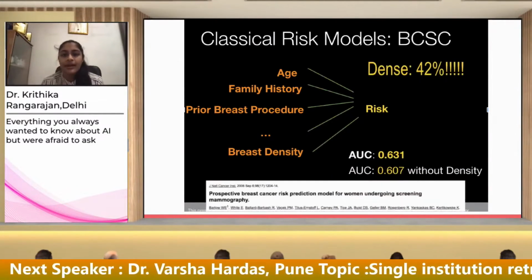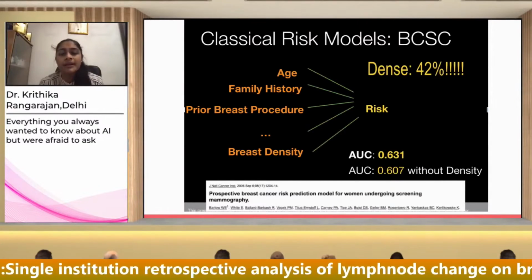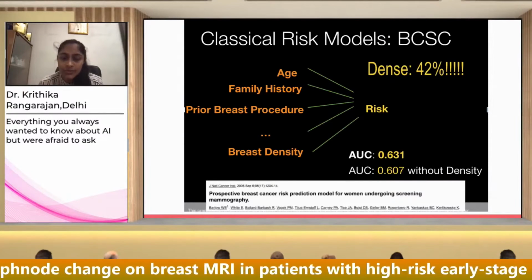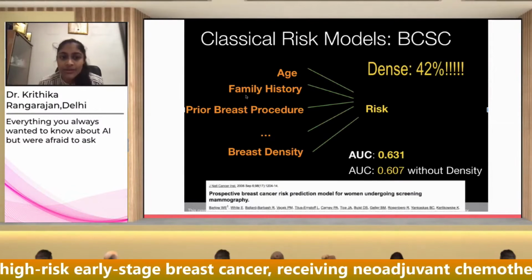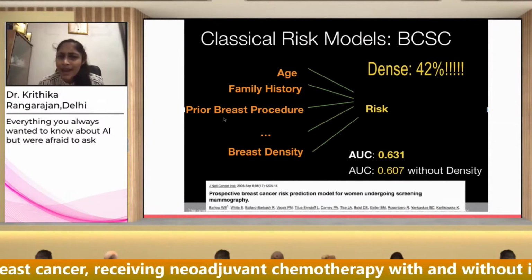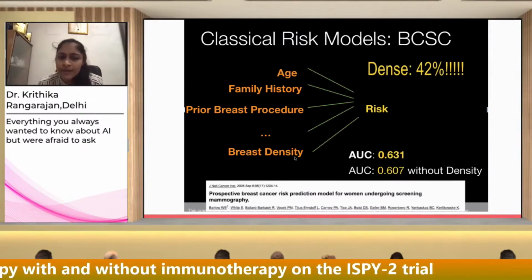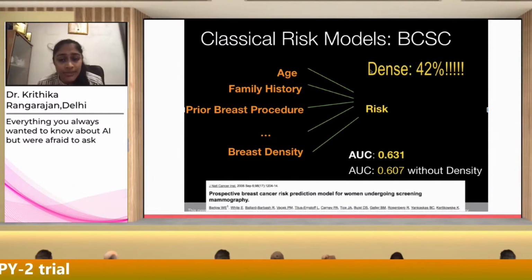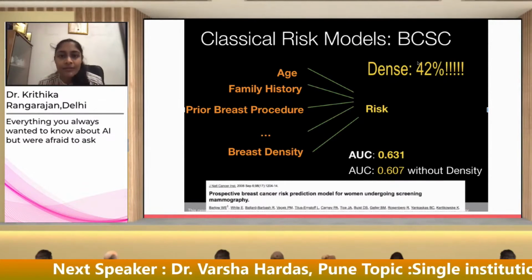Another area where AI has been shown to do excellently well is predicting the risk of development of cancer. So traditionally, when we as human beings do this, we use factors like age, family history, prior breast procedure, and at the most, if we're using images, say in mammography, we can use something like a breast density. But actually, dense breasts actually constitute up to 42% of mammograms that you read. So this is not a very useful way of stratifying the risk.